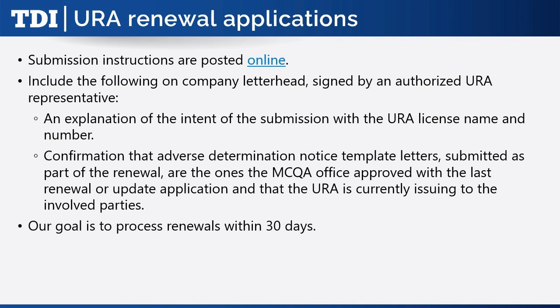Renewal application submission instructions can be found at our website, which you can link to from the screen here or from the web page provided at the end of this webinar. With your application, please include the following on company letterhead, signed by an authorized representative of the URA: an explanation of the intent of the submission with the URA license name and number, an attestation that the adverse determination notice template letters submitted as part of the renewal are the ones that the TDI MCQA office approved with the URA's last renewal or update application, and that the URA is currently issuing to the involved parties.